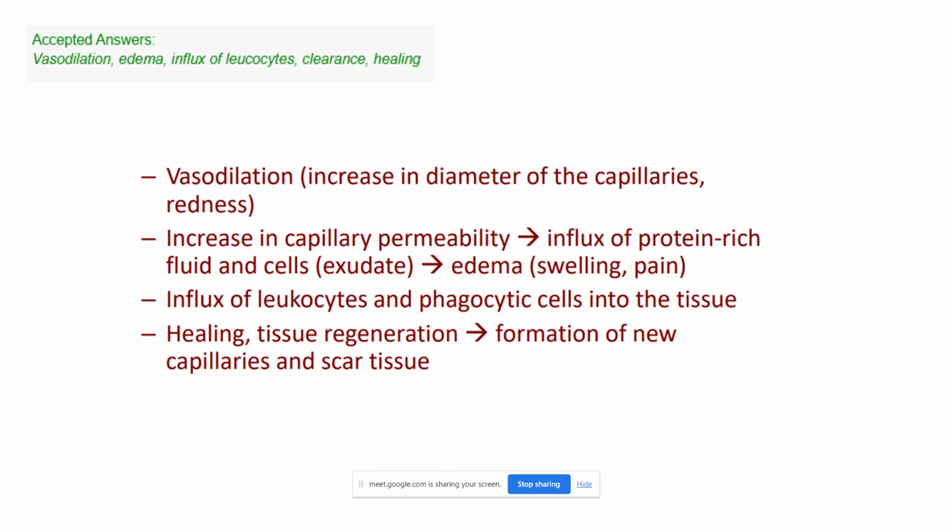First, vasodilation, that is the increase in diameter of the capillaries, and redness will happen. That will be followed by increase in capillary permeability, that is influx of protein-rich fluid cells, exudates, that will lead to edema, that is swelling and pain. And this will be followed by influx of leukocytes and phagocytic cells into the tissue. This will be followed by healing or tissue regeneration, that is formation of new capillaries and scar tissue. So the correct option would be first option.